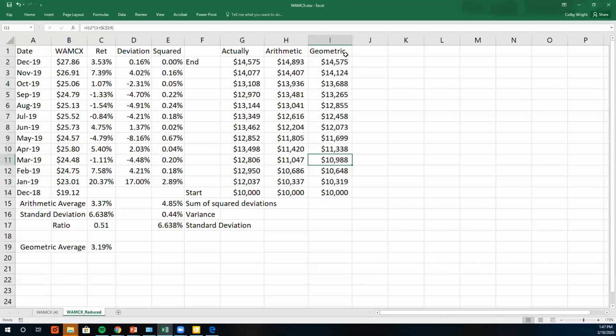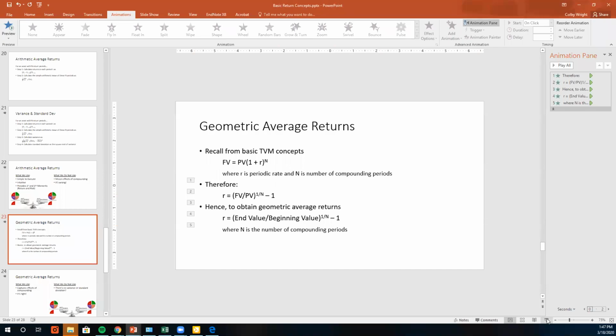And what I want you to see is using the geometric average rate of return, we actually get the right answer. Notice that the ending value of my portfolio is the same as what it would have actually been if I would have invested in a WAMCX. Okay, back to the PowerPoints.